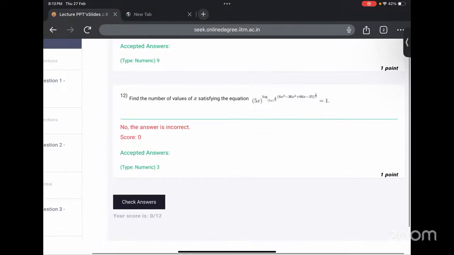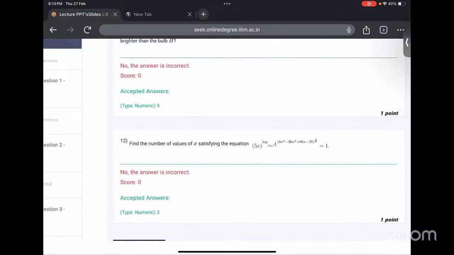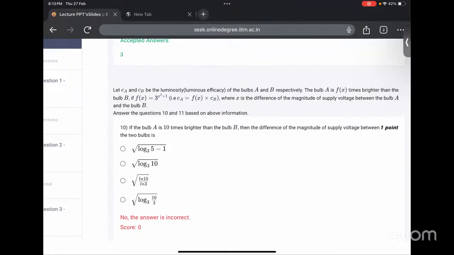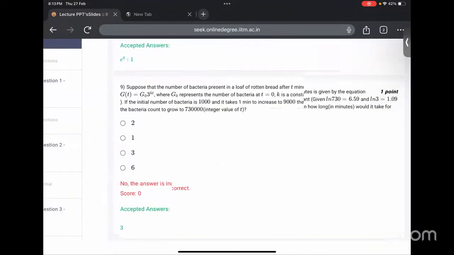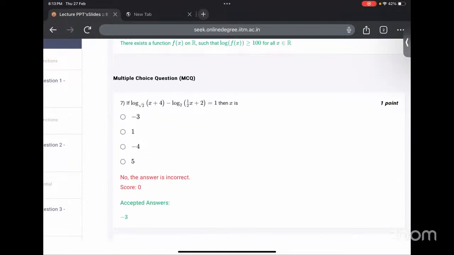Any doubt? No, ma'am. So what about this one? This is easy. Let me take something else. What about this one? You solved it? If not, then I will solve it. You can tell me, no problem. If you have tried it, then it's fine. If not, then we will solve it together.